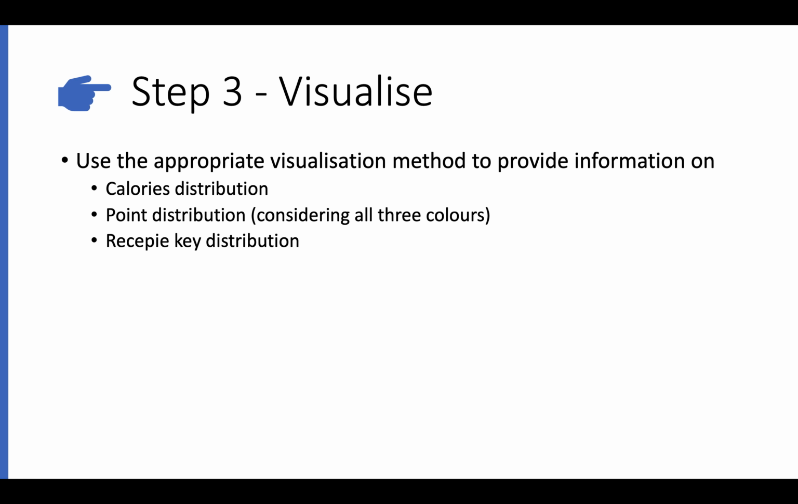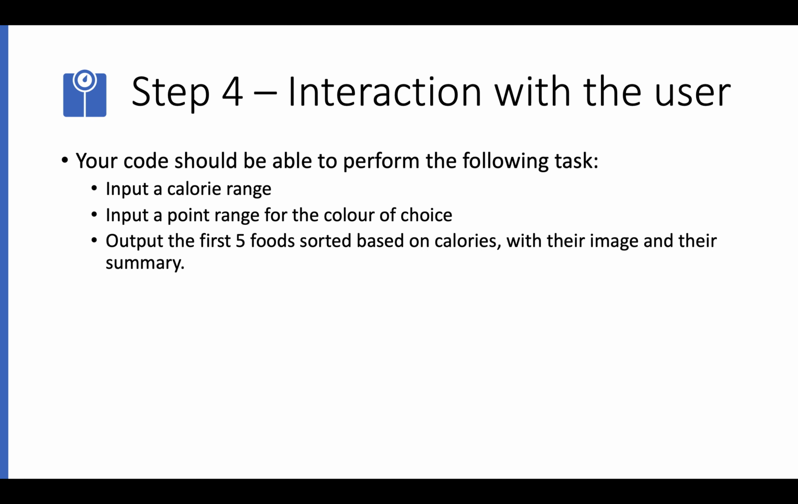And also recipe key distribution. So I think it's clear, but for example, how many recipes are kid friendly, how many recipes are gluten free, all these things. Try your best to have some interesting visualization graphics. And then this is another step. You collected your data, you filtered out the data points that you're interested in, then you visualize it.